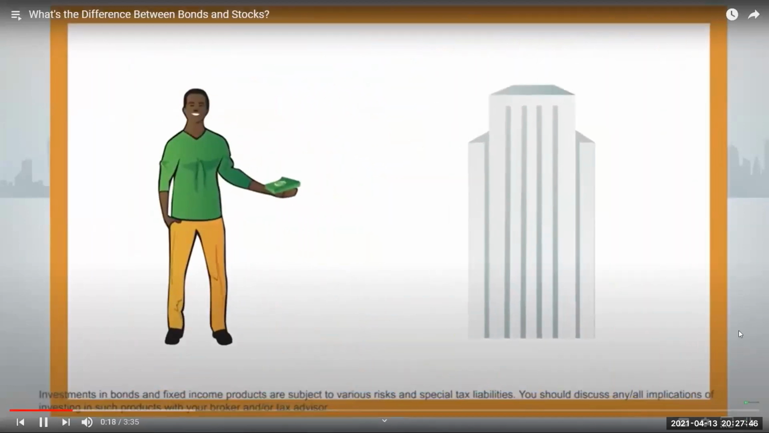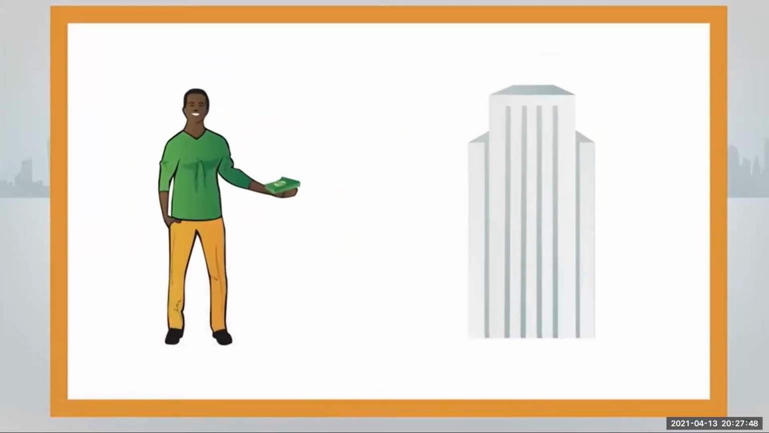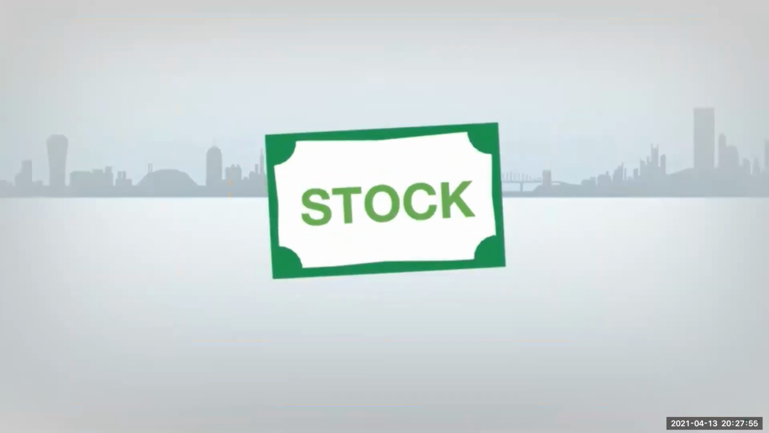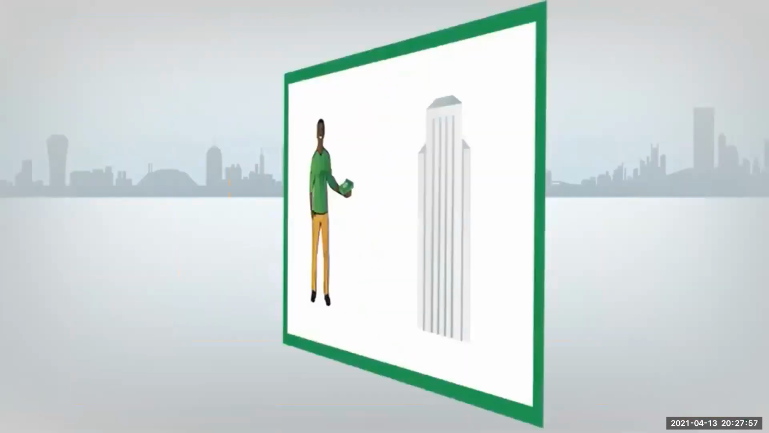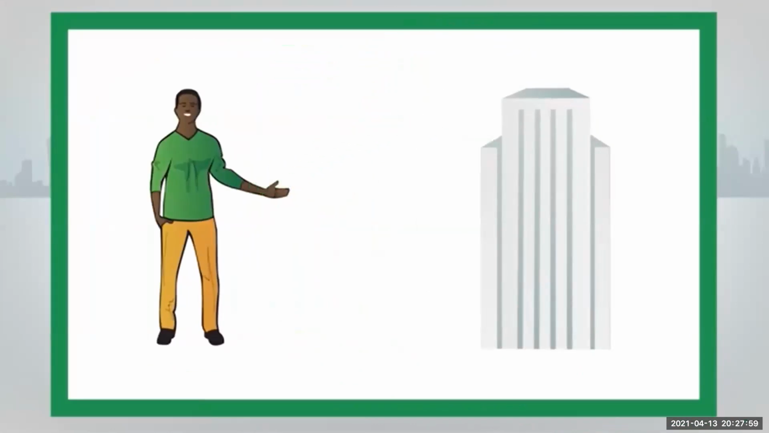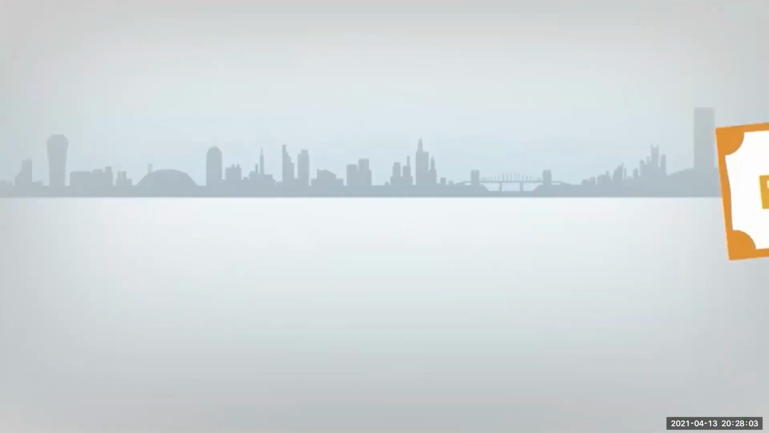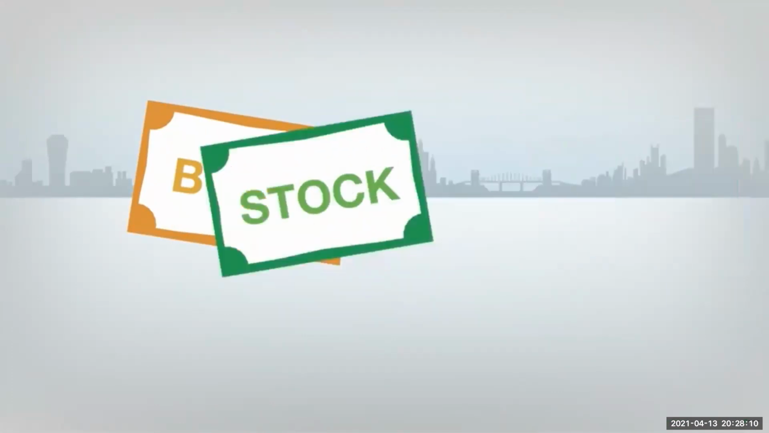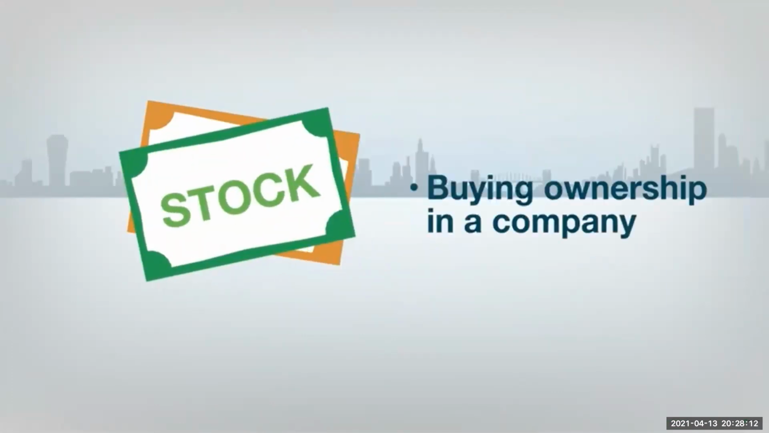A bond is a loan investment, which means an investor is actually loaning money to an entity, like a company, government, or municipality. A stock, on the other hand, is an ownership investment. An investor who purchases stock actually owns a piece of that company. To say it another way, when an investor buys a bond, he's loaning money to a company in exchange for regular interest payments. When he buys a stock, he's buying ownership in a company.